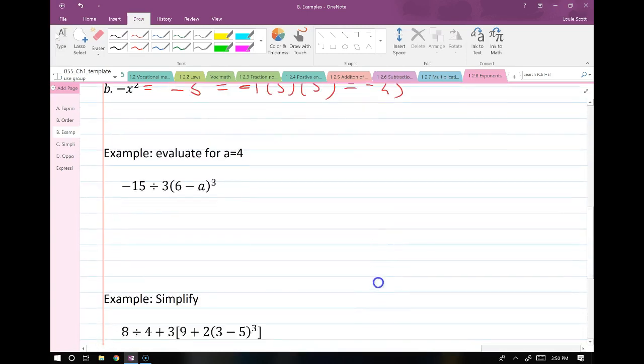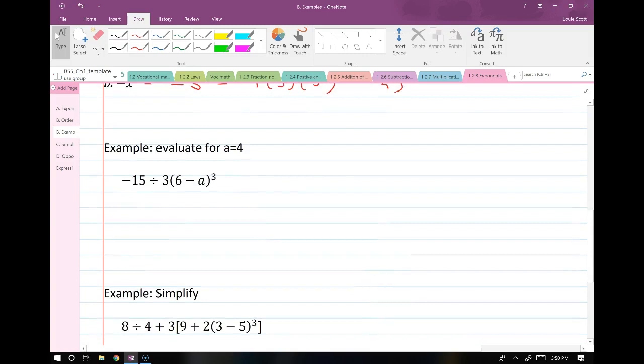All right, so this problem, they've asked us to evaluate for a equals 4. So on the first step, I'm just going to take this one step at a time here, and on the first step, I'm going to replace a with 4. So I have negative 15 divided by 3 on the outside, 6 minus a, and a is equal to 4.